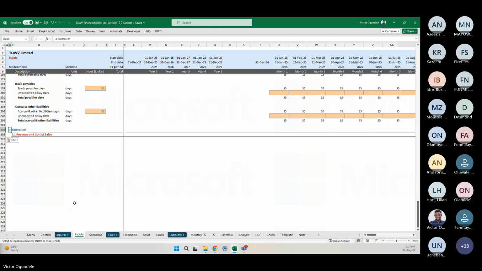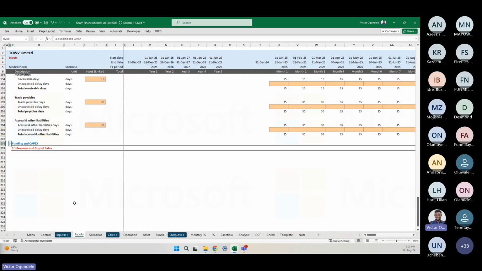funding. Should we talk about our funding or should we talk about our capex? So let's call it capex and funding. Or is it funding or capex? Anyone? Okay, let's call it funding and capex. I can decide to even separate them. So I think this should be 4. Yes.